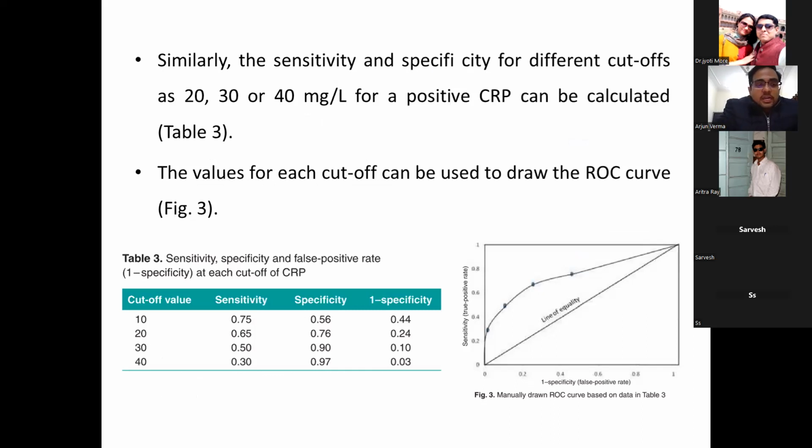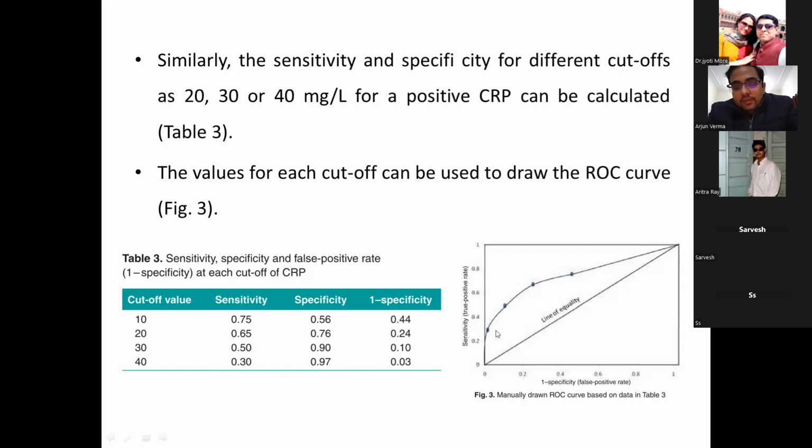Similarly, for the CRP of 20, we'll take a cutoff of 20 and then we will again define the sensitivity and specificity. Now for 30 and now similarly for 40. Like that, for the CRP of 10, 20, 30 and 40, we will define the sensitivity of blood culture positivity and specificity of blood culture positivity. And then we will plot these points on the ROC curve.